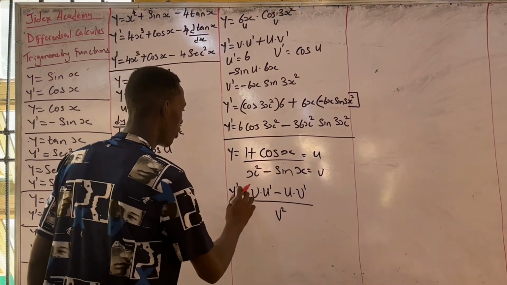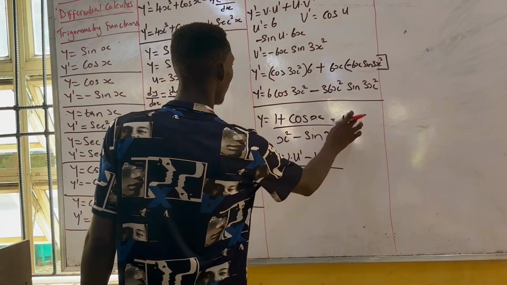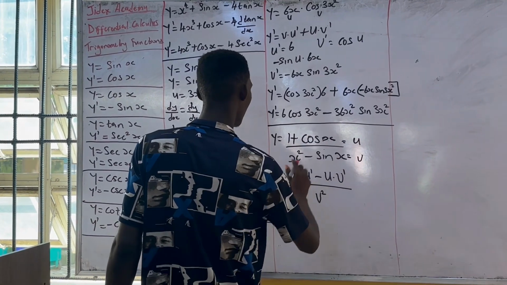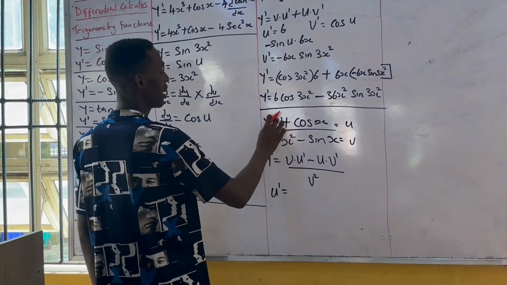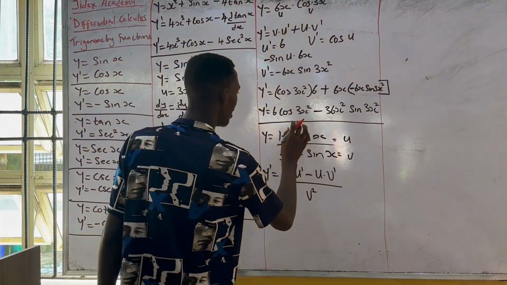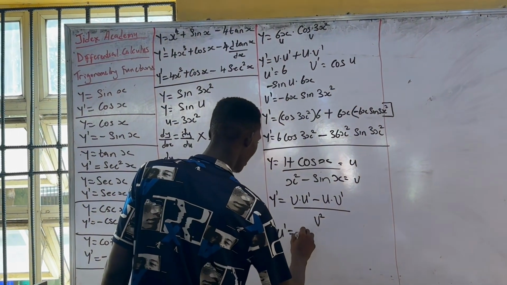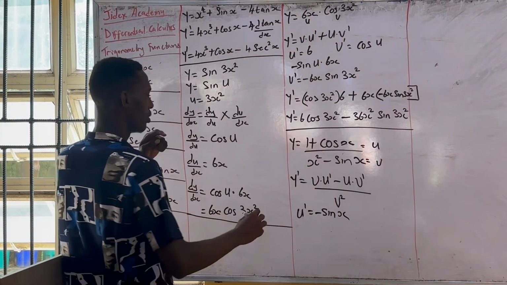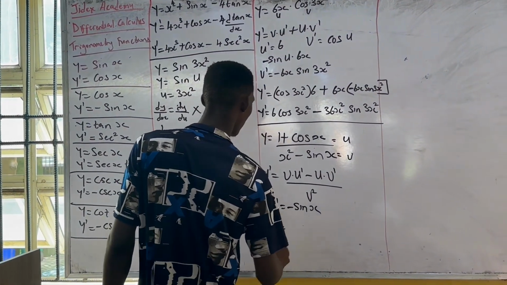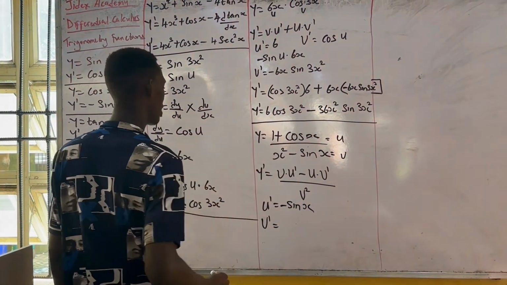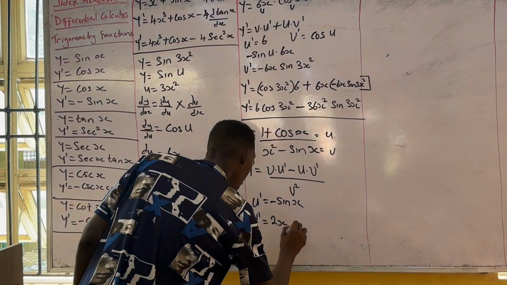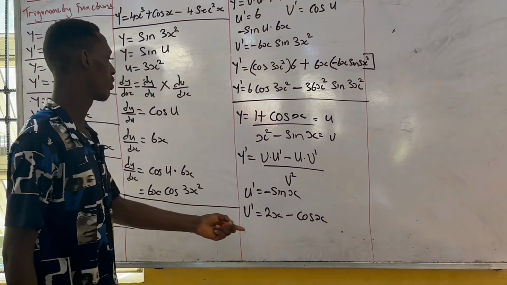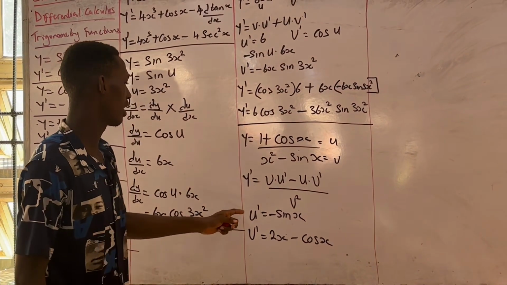Now, if we have to do that, we need to get our u derivative and our v derivative. So, our u derivative here, what's our u? This. If you find the derivative of the constant, it always gives us 0. Therefore, our u derivative will give us what? Minus sine x. Our v derivative is equal to, if I find the derivative of this, this will give us what? 2x minus cos x.